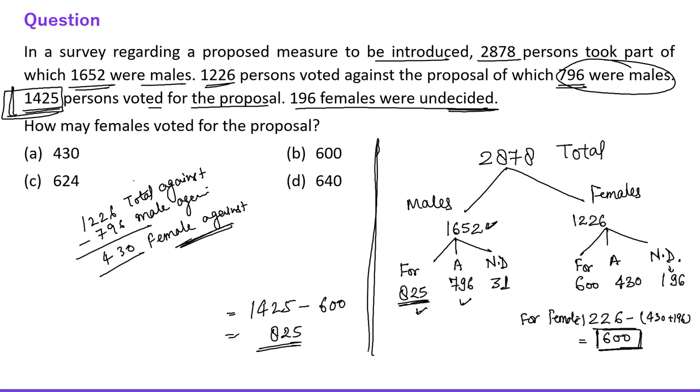First question is, how many females voted for the proposal? For the proposal, how many females? 600 females voted for the proposal. Right. Okay. All right. Now, next question.